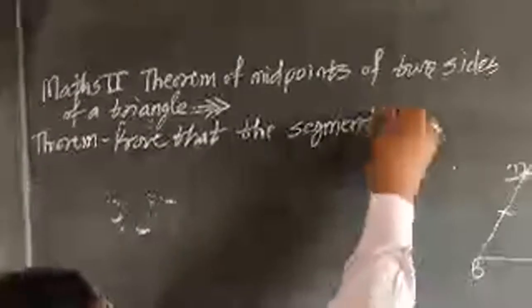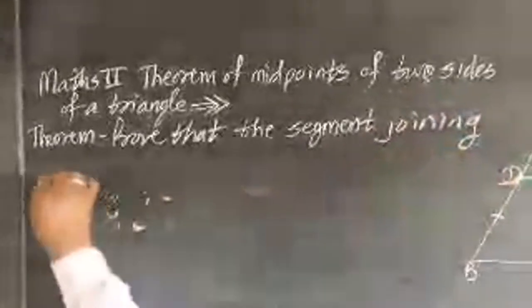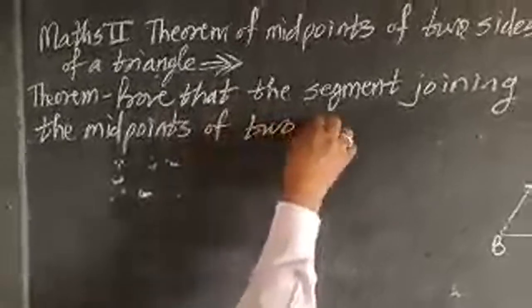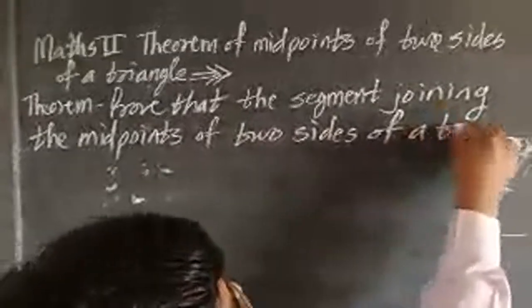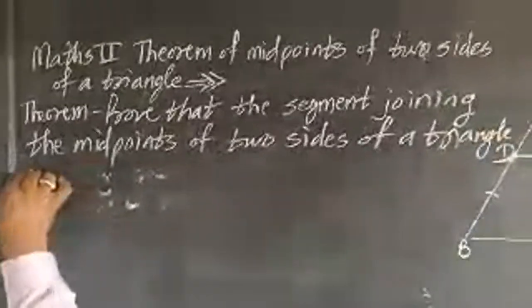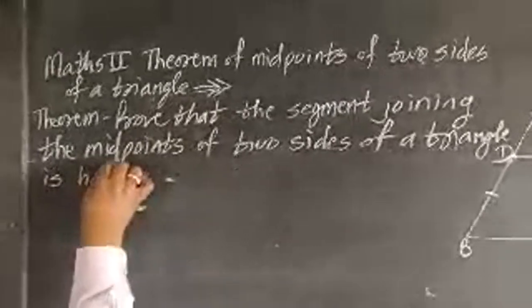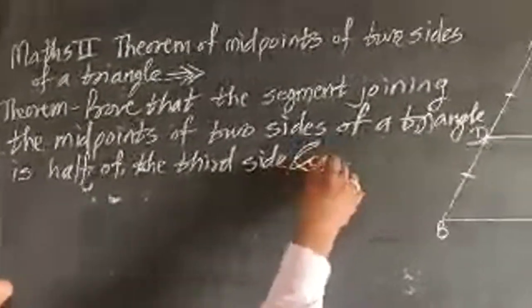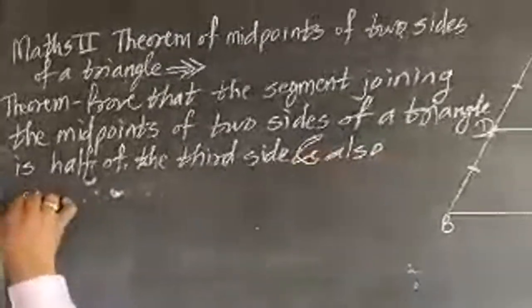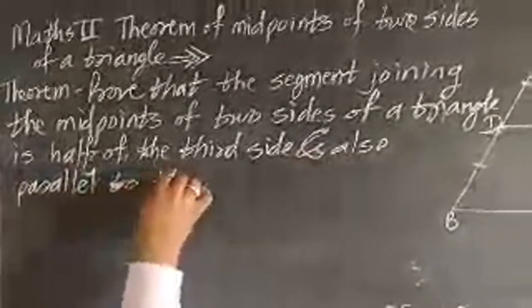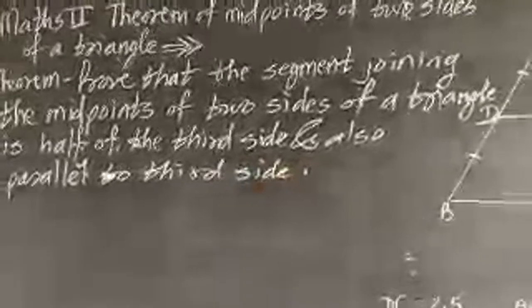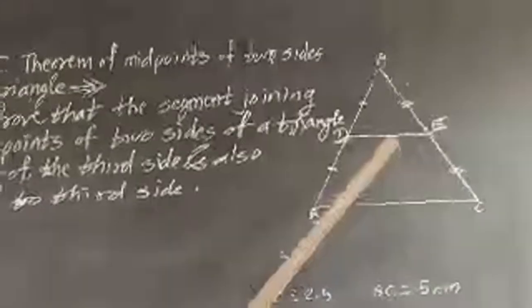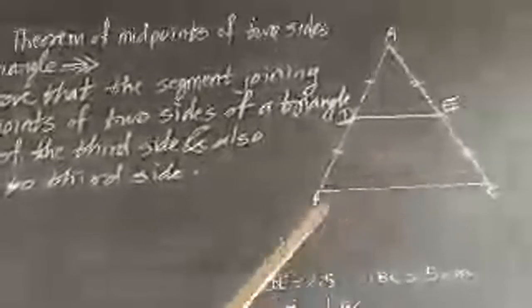The segment joining the midpoints of two sides of a triangle is half of the third side and also parallel to the third side. That segment is parallel to the third side and half of it, that we get here.